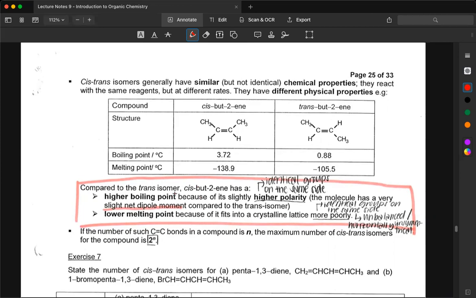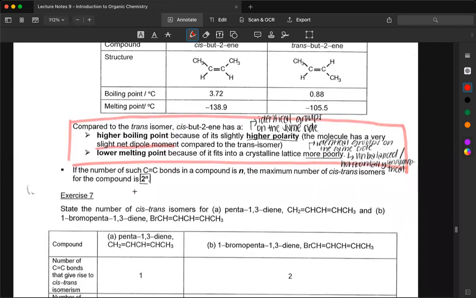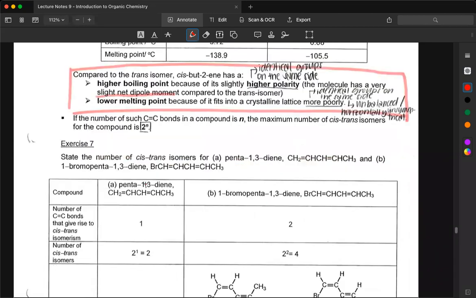So there's a slight net dipole moment compared to the trans. The lower melting point is because it fits into a crystalline lattice more poorly. If you have identical groups on the same side, it's very difficult to pack in the whole structure. Now, if the number of such C=C bonds in a compound is n, the maximum number of cis-trans isomers will be 2 to the power of n.